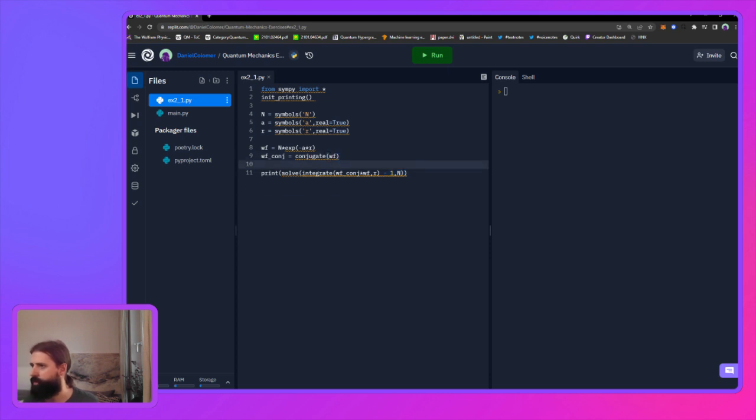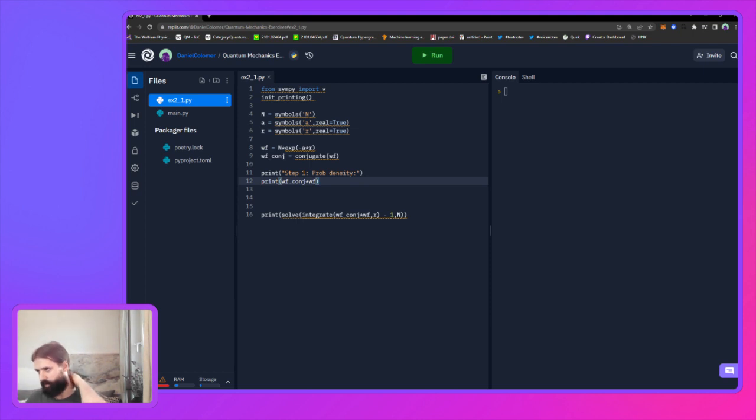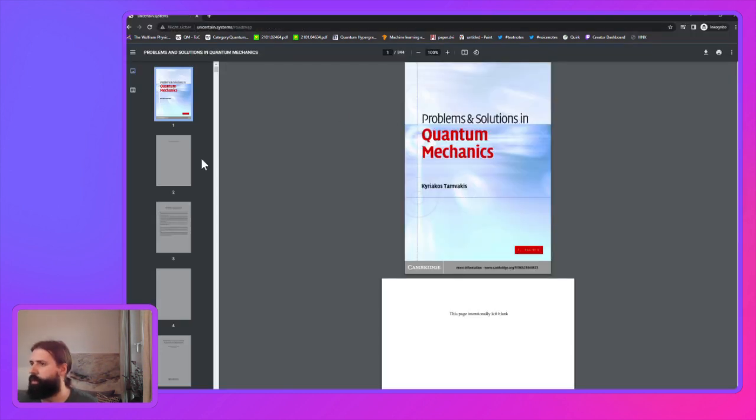So maybe we should kind of print, so you know, do this a bit more like step 1, the probability density, right? So probability density, and then we print, and we do this part, because that's essentially what it is, right? So it's the thing times its conjugate. A is real, R is real.